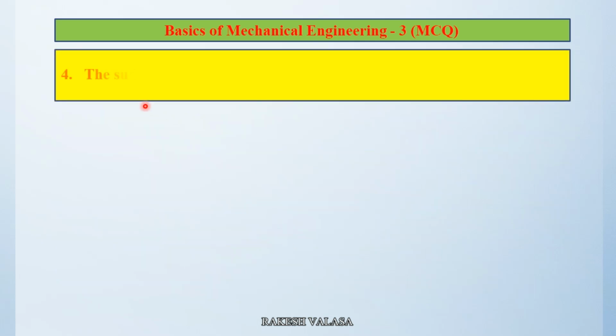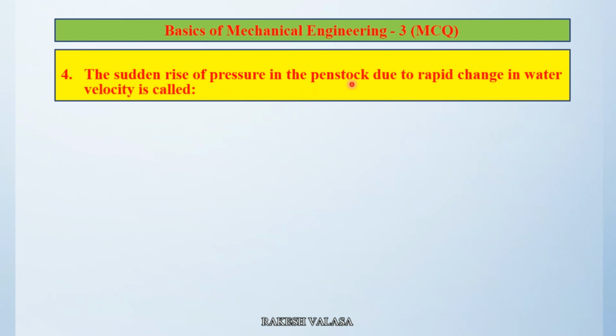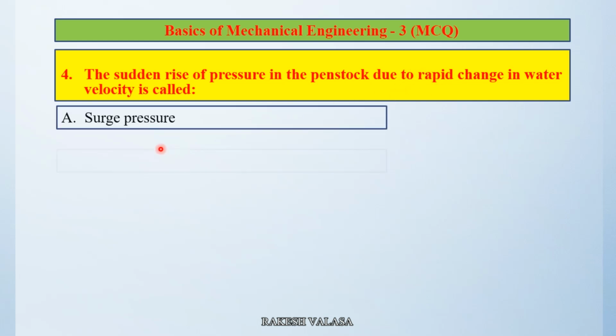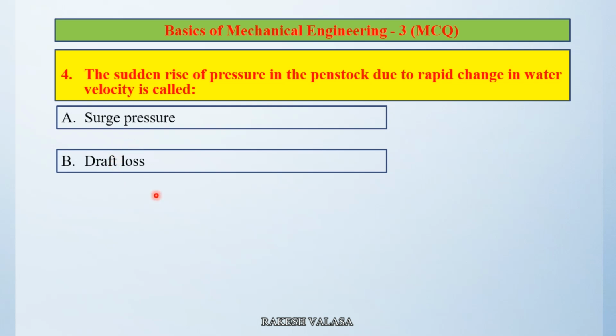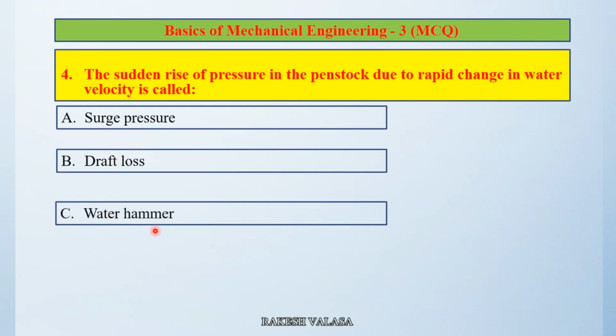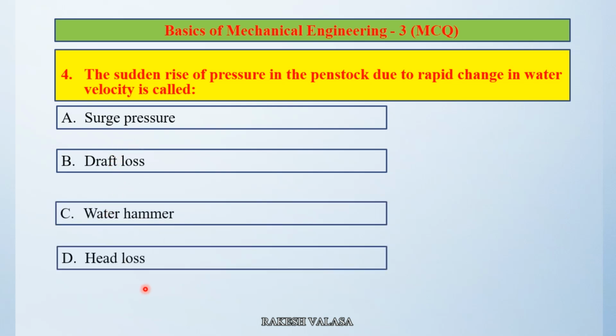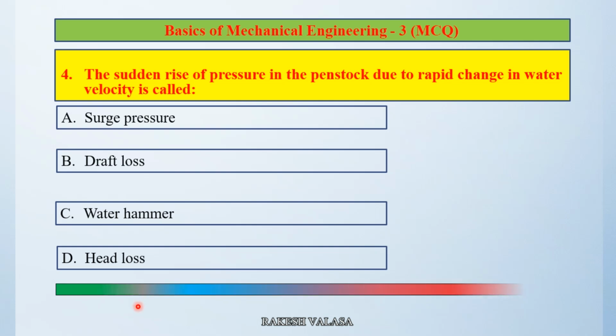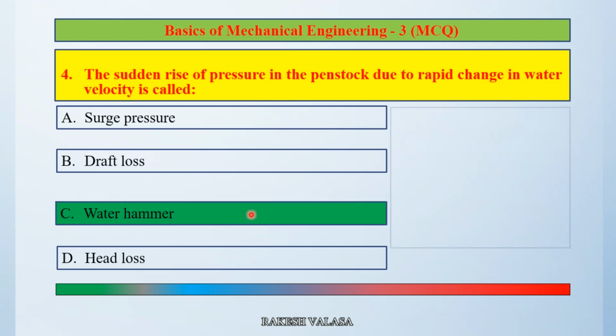Question number 4. The sudden rise of pressure in the penstock due to rapid change in water velocity is called: Option A, surge pressure. Option B, draft loss. Option C, water hammer. Option D, head loss. The correct answer is option C, water hammer.